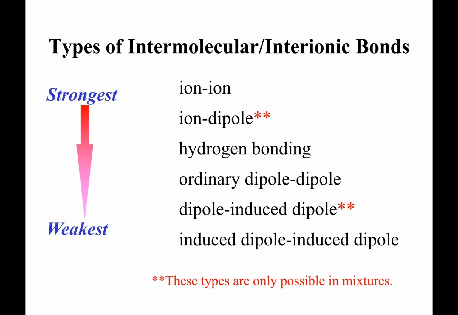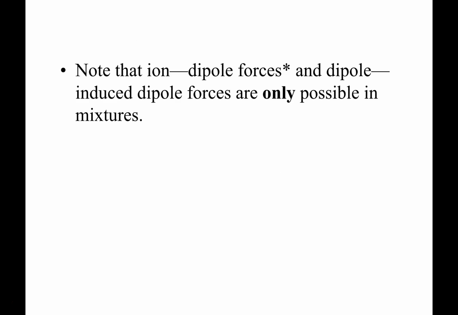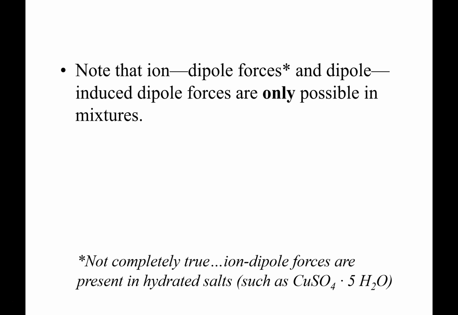Now the thing with the asterisks says that you can only have this sort of intermolecular bond if you're dealing with a mixture. So that makes sense, because for instance, let's pick on this one down here. Dipole is a polar substance. If it's going to intermolecular bond with something that's non-polar, the other thing is going to be an induced dipole. So dipole, induced dipole means you have two or more things in there. So yeah, dipole, induced dipole, or ion dipole are all possible mixtures.